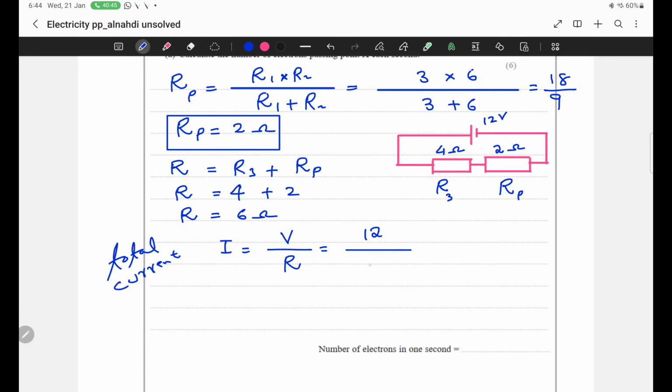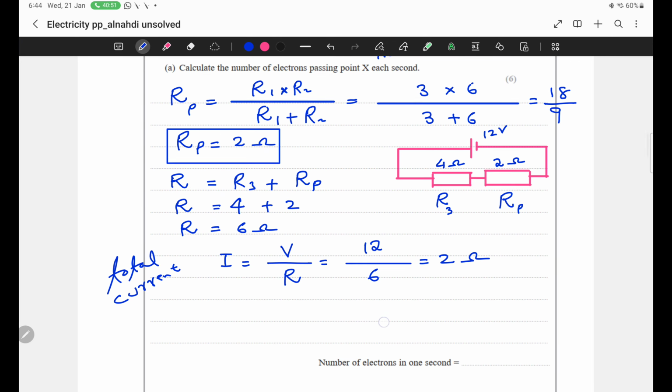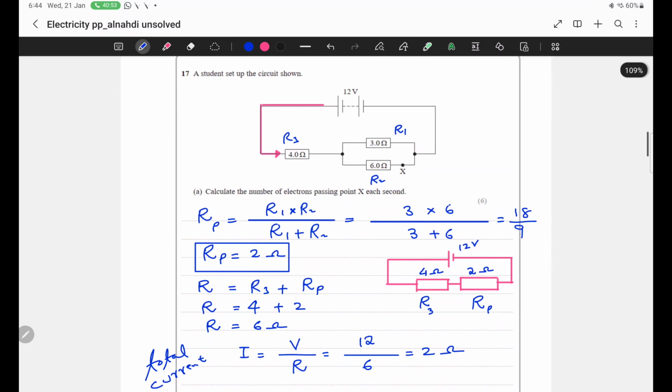Total voltage is 12. Total resistance is 6. So the total current coming from the battery is 2 ampere. So as I said earlier, it means that we have to calculate the number of electrons, but we cannot calculate the number of electrons directly.